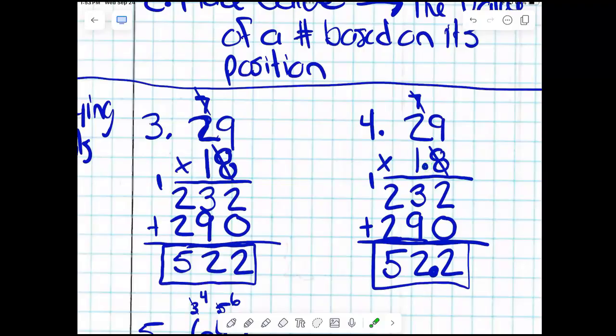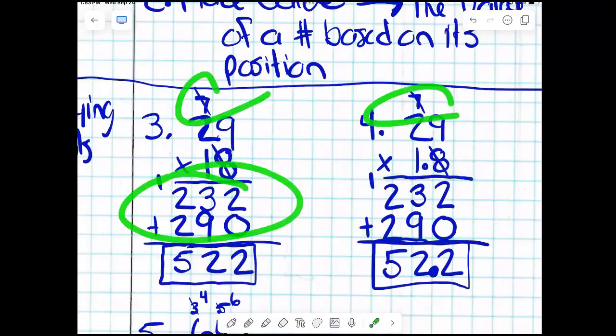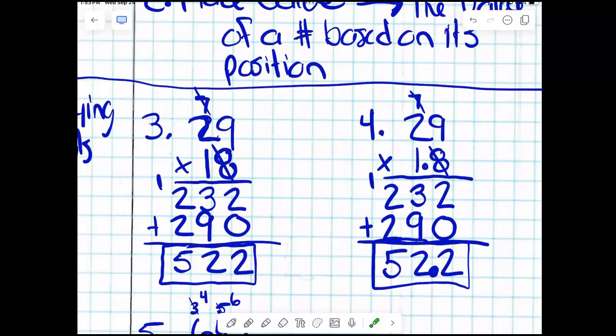This was a decimal, right? I solved it showing all of my work. I did all of the exact same work. I have all the same carrying numbers crossed off and so on. My answer was 522, but I needed to figure out where to put the decimal point.